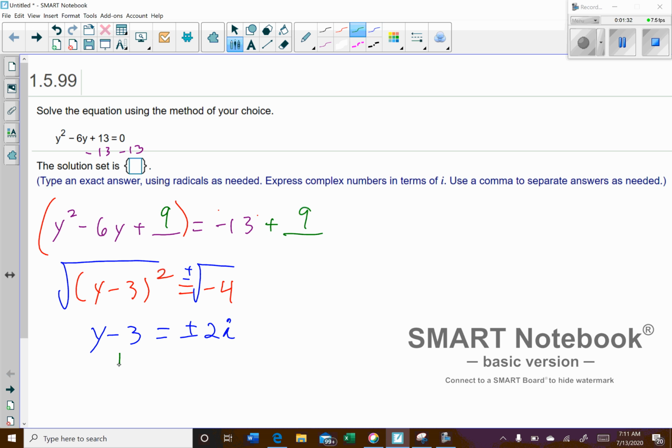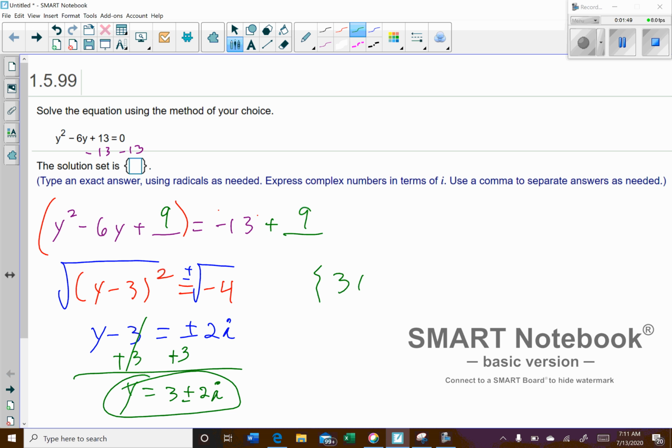And then the last thing we'll do here is add 3 and squeeze it right there in front of the equal sign. So we should end up with y equals 3 plus or minus 2i. That answer is great. If you don't have the plus or minus symbol on your homework, then you'll break it apart into two parts, one with plus, one with minus.